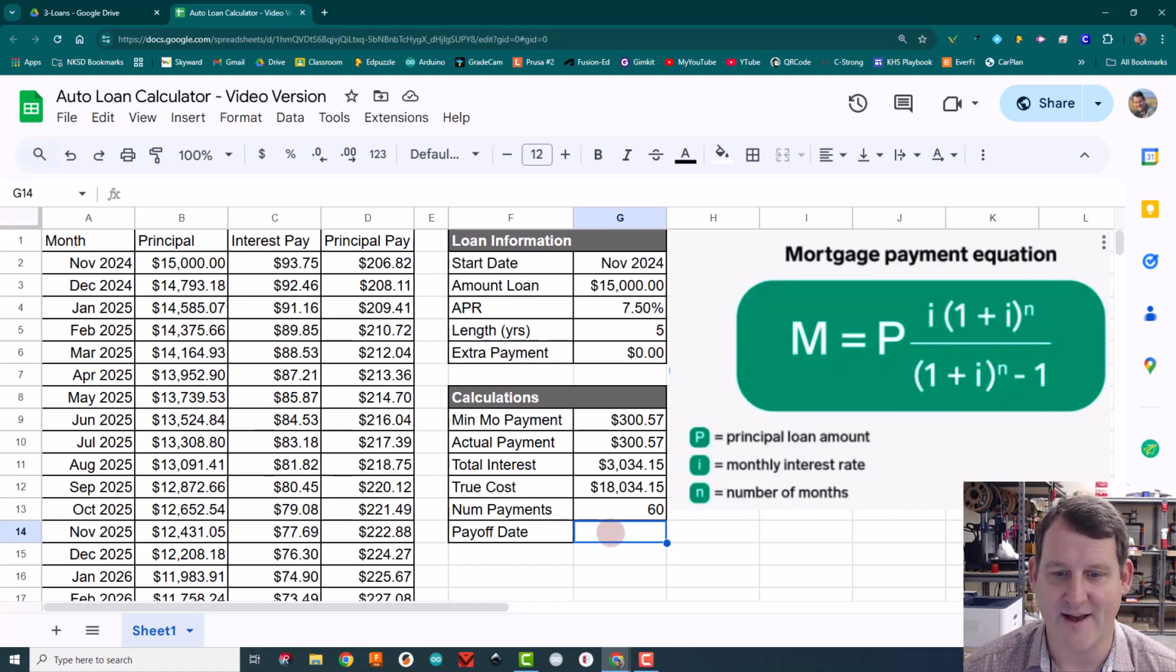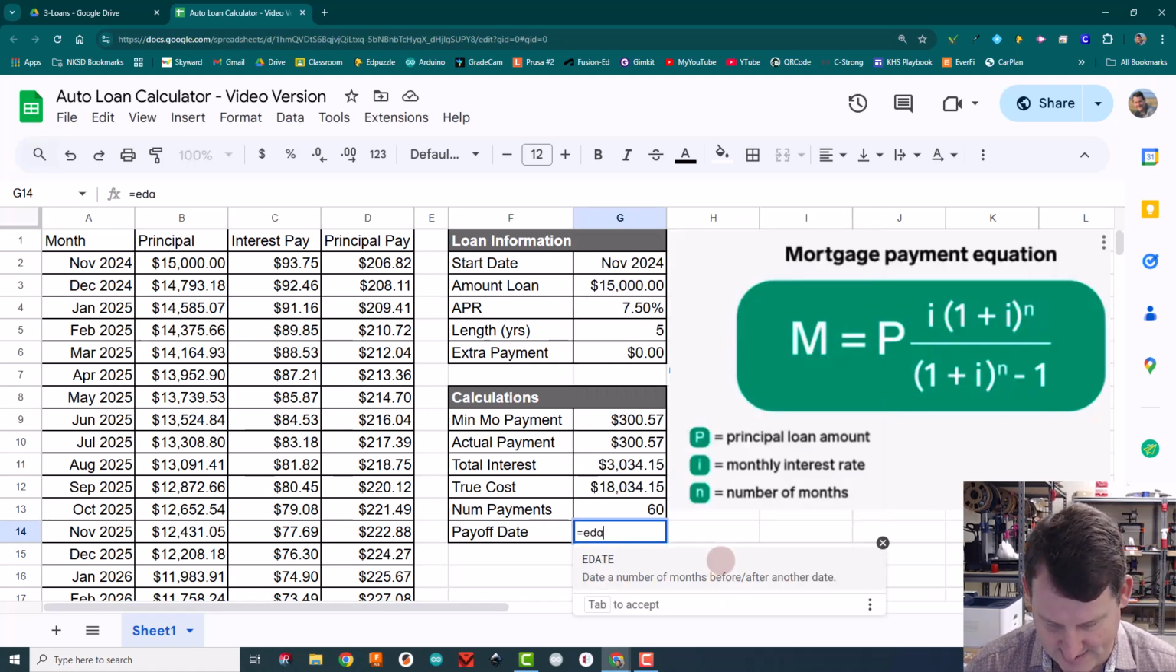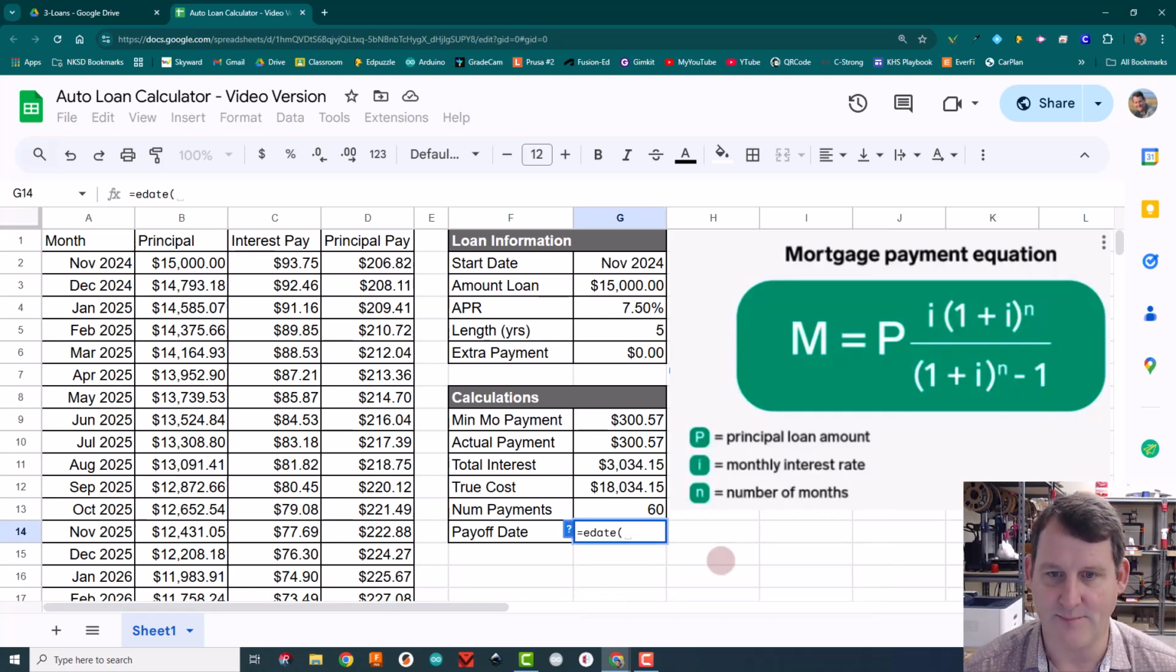Perfect. And now the payoff date is going to be that same EDATE formula we did before. So we're going to go equals EDATE parenthesis, and then we're going to say here's our starting date, comma, the number of months we want to count ahead is the number of payments. We want to count 60 months ahead in this case. Close parenthesis, enter. We get a payoff date of this.